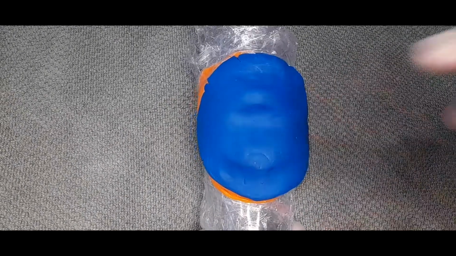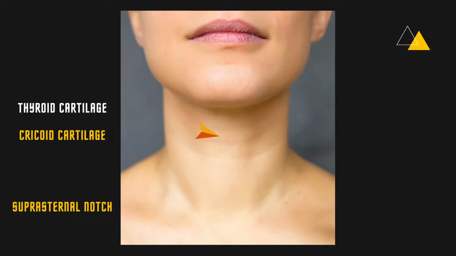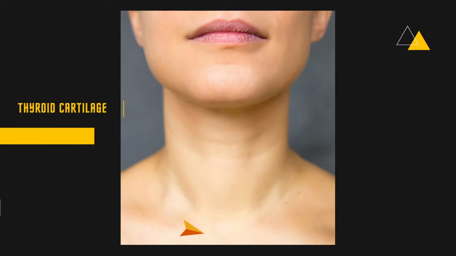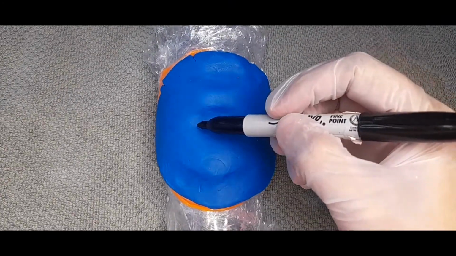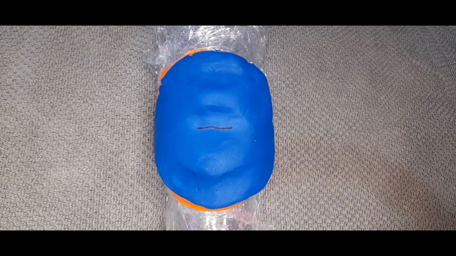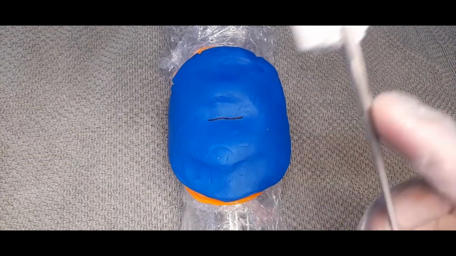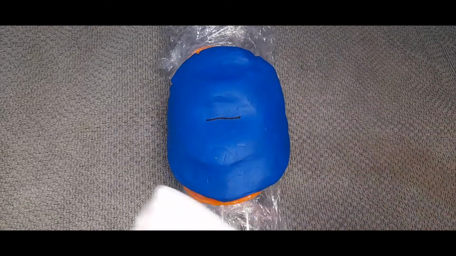Then palpate and identify the surface landmarks, starting with the thyroid cartilage, cricoid cartilage, and suprasternal notch. Then, 2 finger breadths from the sternal notch, mark a line for incision. Sterilize the skin of the anterior neck and chest, and then drape the patient.